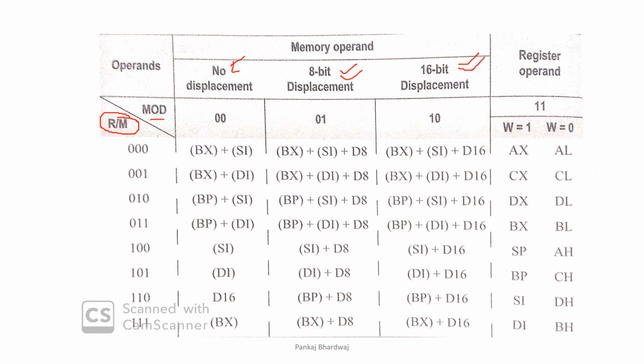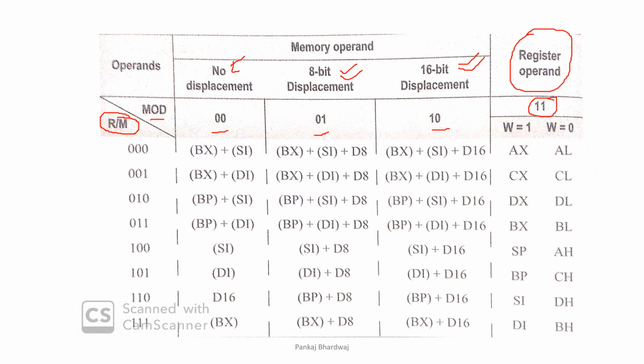For the MOD field, you can see that it is 0 0, 0 1, and 1 0. It's not 1 1. If it is 1 1, we will not be using the memory displacement; by default it is 1 1 because it's a register related operand. Now if MOD is not 1 1, that means it is either 0 0, 0 1, or 1 0, and we have different meanings. 0 0 means no displacement. For 8-bit displacement, MOD will be 0 1, and for 16-bit displacement it will be 1 0.